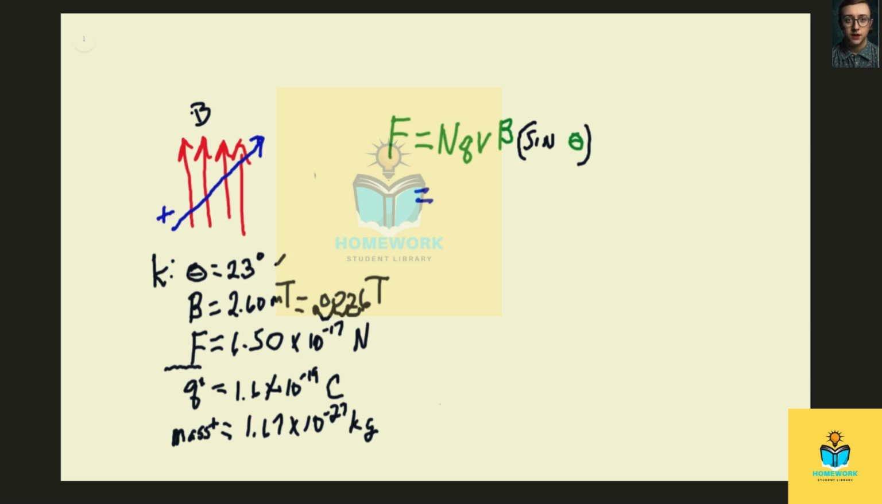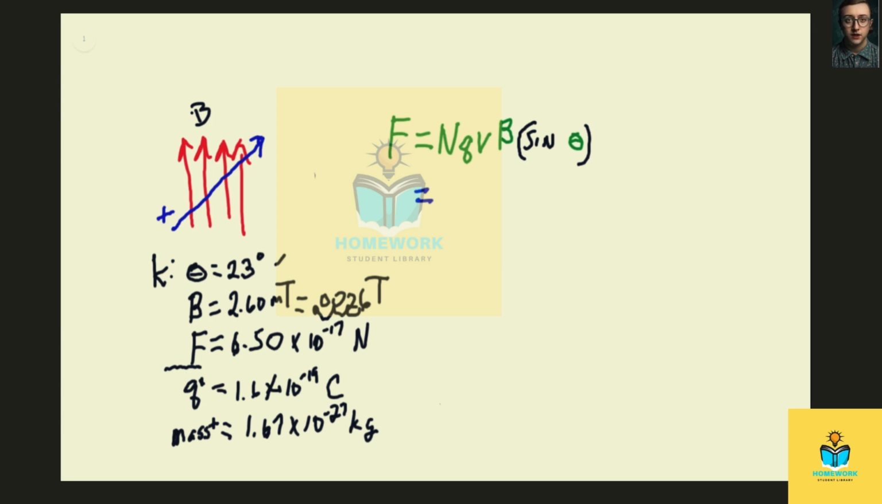My magnetic field force is 6.50 times 10 to the negative 17 newtons. Two things not given to us, but we'll need to know, are Q, the charge on a proton, which is 1.6 times 10 to the negative 19 coulombs, and the mass of a proton, which is 1.67 times 10 to the negative 27 kilograms.